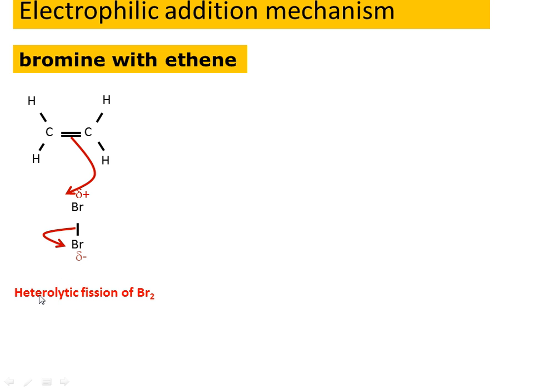Heterolytic, hetero means different. The bromine at the bottom has actually got both of the electrons from the bond. The bromine at the top doesn't get any, so that's different. No electrons from the bond, and that gets both of the electrons from the bond. So heterolytic fission. Okay, so what does that produce?